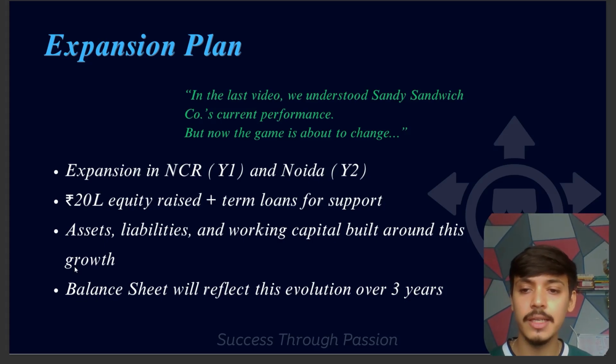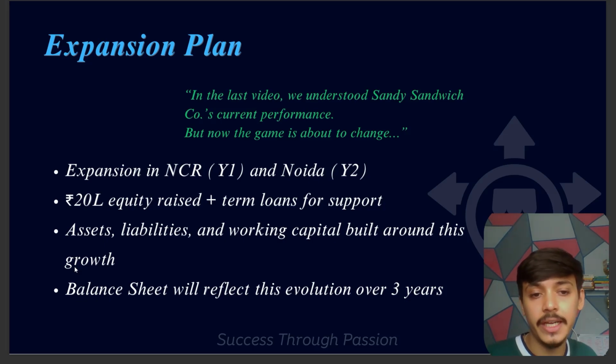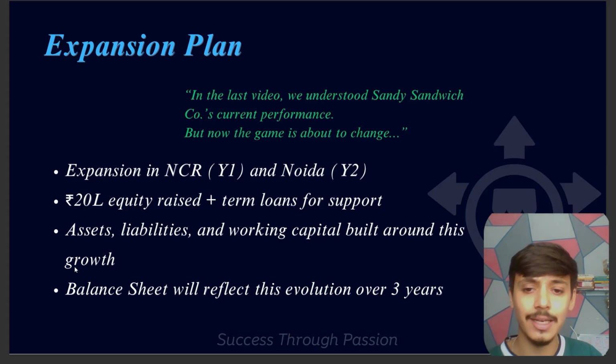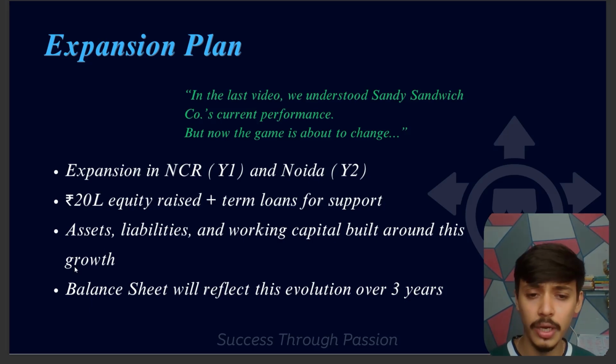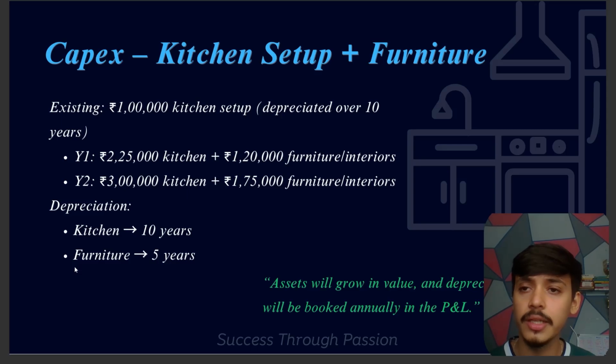Next is assets, liabilities and working capital built around this growth. So based on the growth that we mentioned, that we are expanding to NCR and Noida, how can we build the entire business structure around that? So we are going to project that through assets, liabilities and working capital, and understand the storyline behind that. So let us start with the first point, that is CAPEX, where we are going to understand about kitchen setup and furniture.